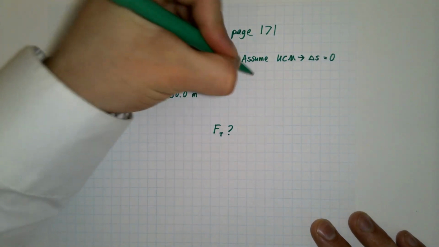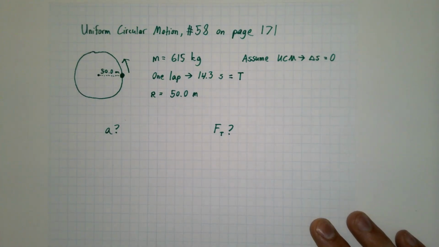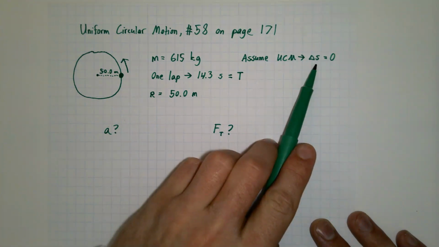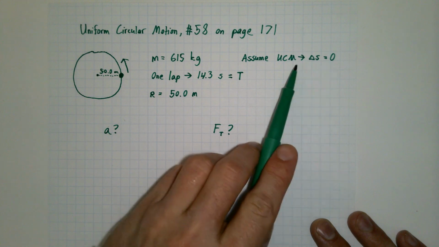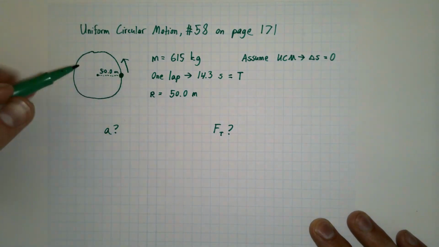This, of course, therefore, is our period. The amount of time it takes to make one revolution is 14.3 seconds. We're told to assume that the race car moves at a constant speed, so the change in the speed is equal to 0, which means we're in uniform circular motion. Our velocity, of course, is still changing, however, because there is a change in direction.